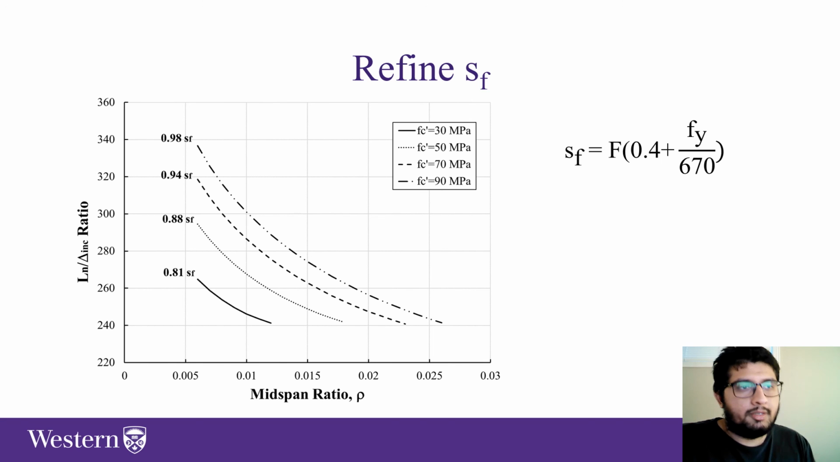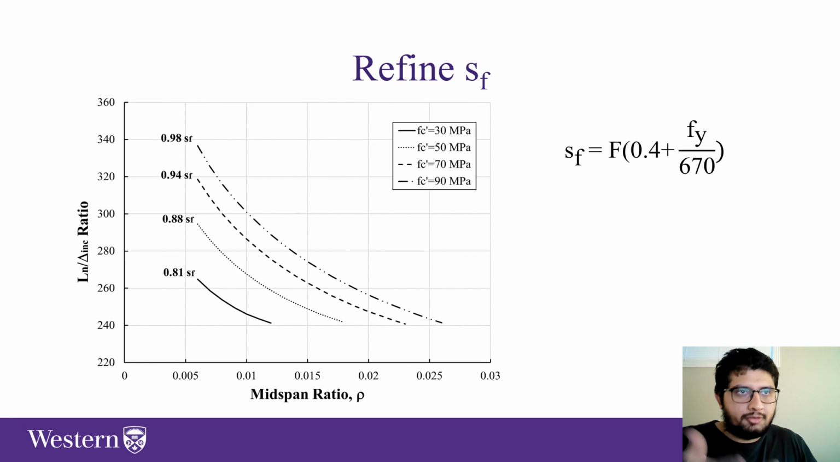And the midspan ratio ranges from 0.006 to rho max, which is the maximum reinforcement ratio possible. And I have basically factored the S sub f, which is the minimum beam height correction factor, so I can reduce the beam height and still satisfy the A23.3 ratio limit. And so at rho max, I am getting 240 as the ratio.